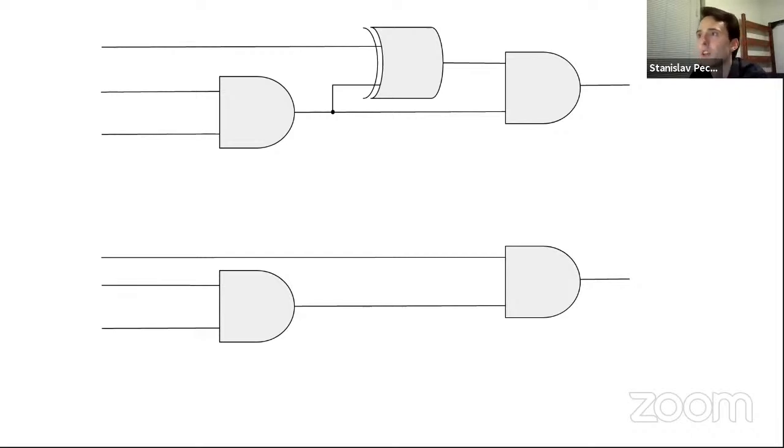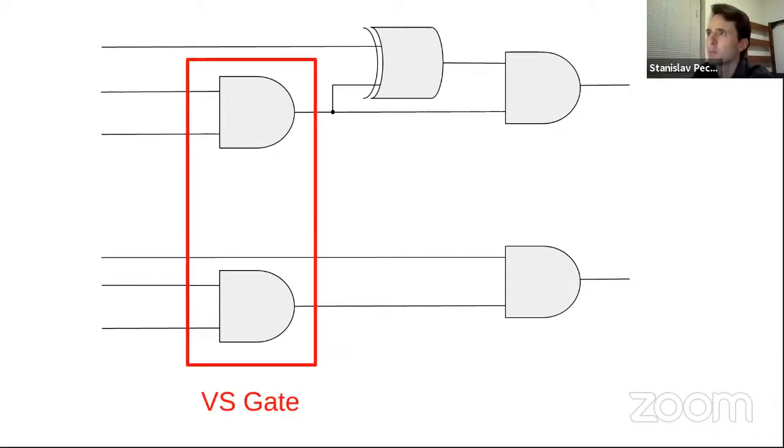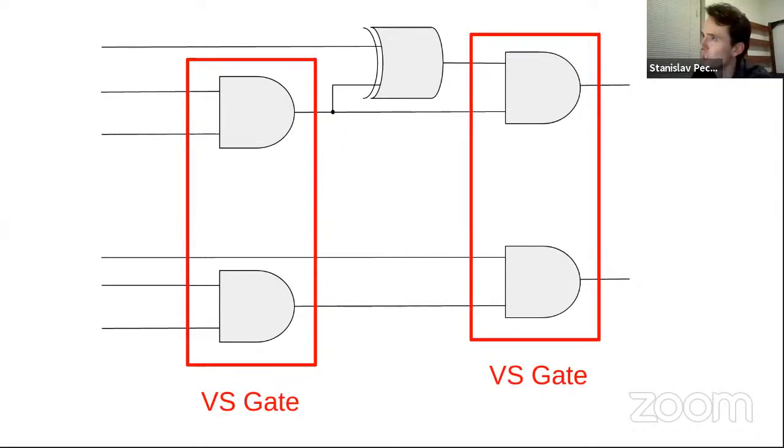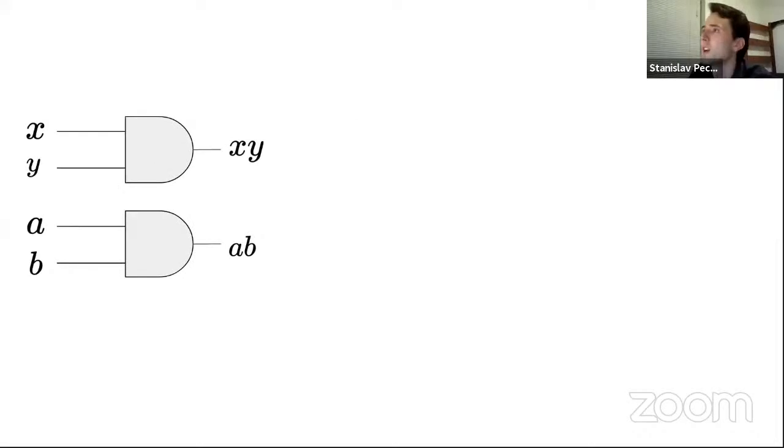And thus, by making these substitutions, we drive down the cost of the overall circuit. So we substitute the first 2 highlighted AND gates with one versus gate, and also these 2 highlighted AND gates with another versus gate. So we have 2 AND gates that we want to substitute with a versus gate.